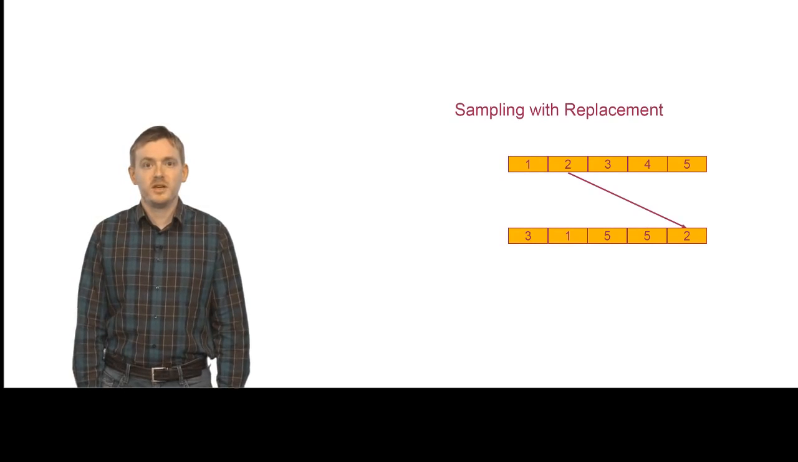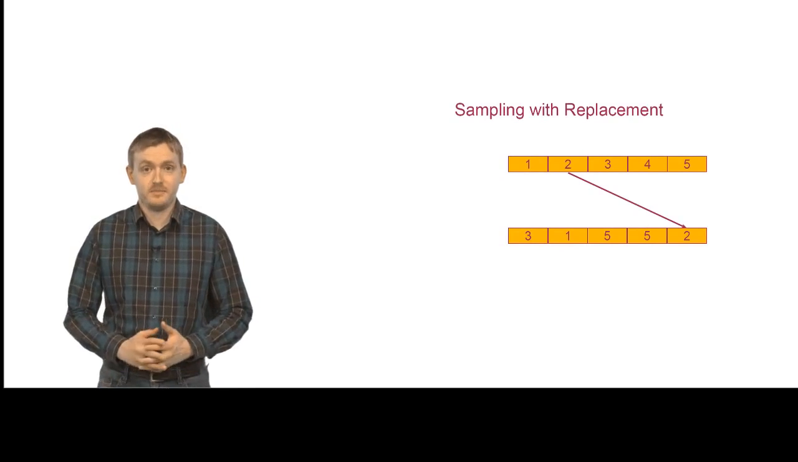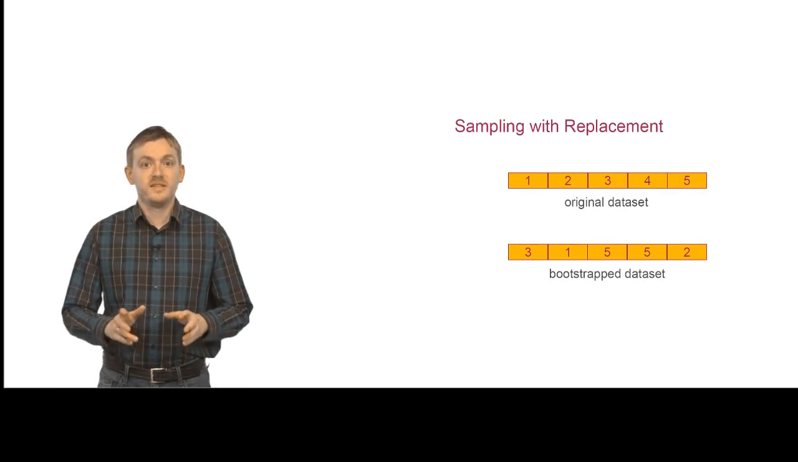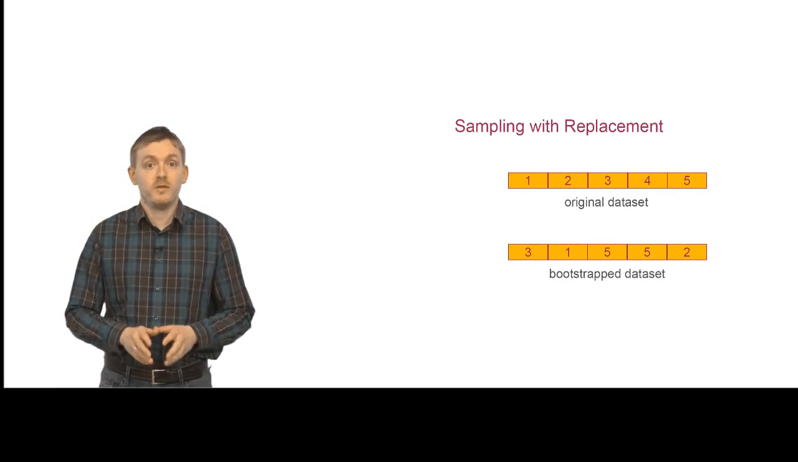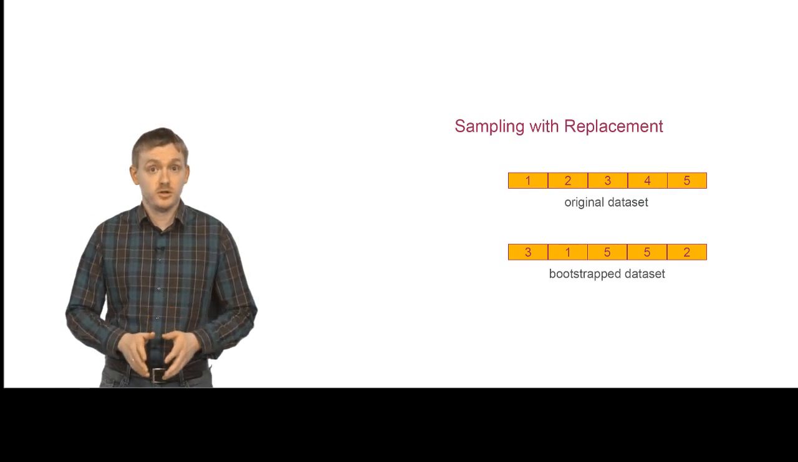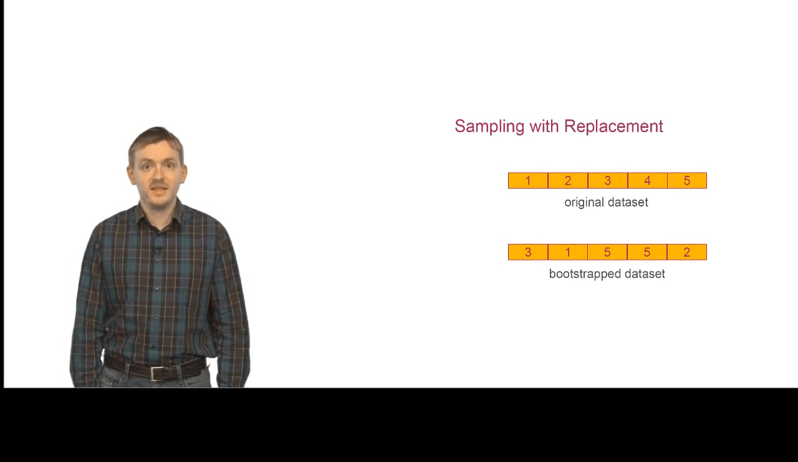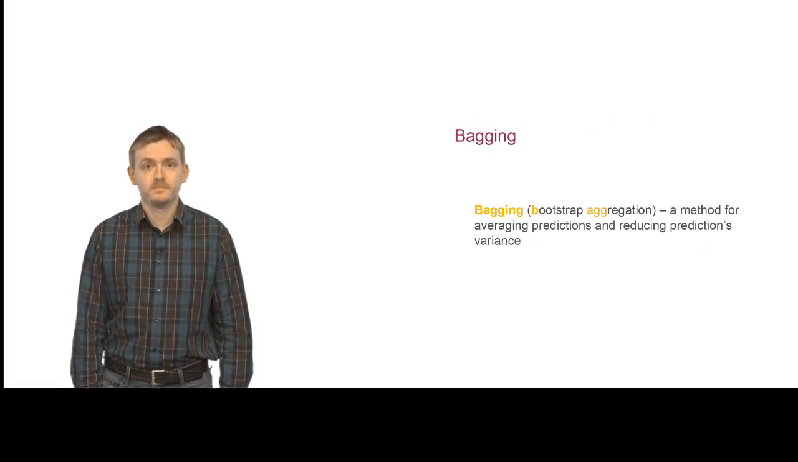After bootstrapping, you have a new data set. The size of this data set is the number of elements in the original data set, but its content, as you can see, is slightly different. Some objects may be missing, and other objects may be present several times, more than once.